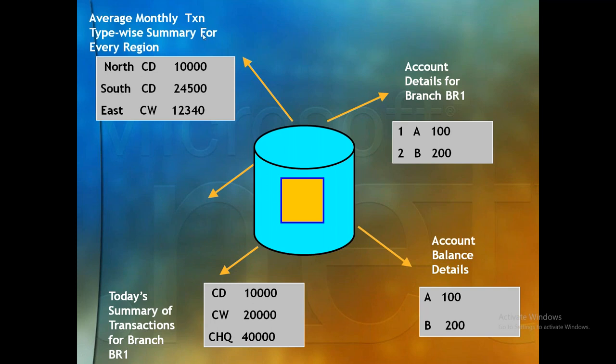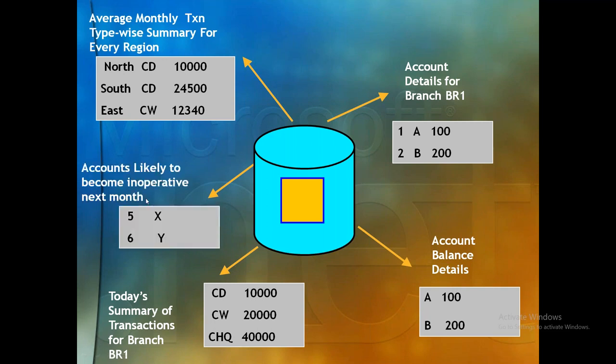Again, average monthly transaction type wise summary for every region. So north region wise, what is the average monthly transactions? North region cash deposits are this much, $1 billion. South maybe this much, $1 billion, east maybe this much, $1 billion. Like that, as a regional level manager, I want to see what the sales are for each and every region. Clear? Average monthly transaction type wise amount. Clear? This is a summary report.